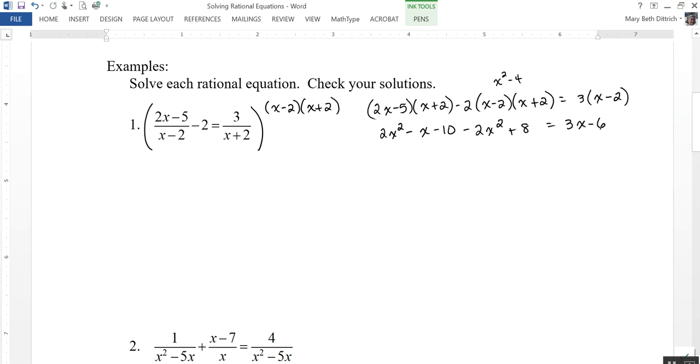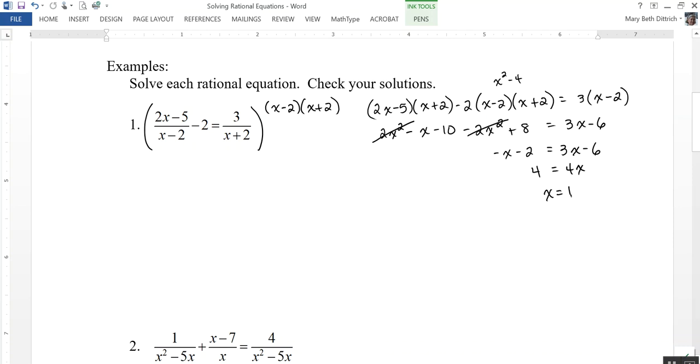I really like this one because notice I have a 2x squared and a negative 2x squared, so those make a 0 and cancel each other out. And so then I will have negative x minus 2 equals 3x minus 6, and now I have a really nice linear equation to solve. So adding x to both sides gives me 4x, adding 6 to each side gives me 4, so x is equal to 1.